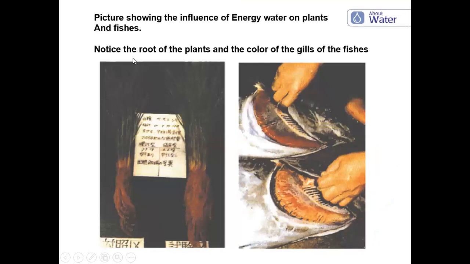So you see here, this is a real picture. Roots that grow with the energy water system are more powerful. The fish are cleaner and detoxified. You see the first picture without, and the second picture with, is much better, with less chemical absorption. These are plants and fishes grown in the energy water system.